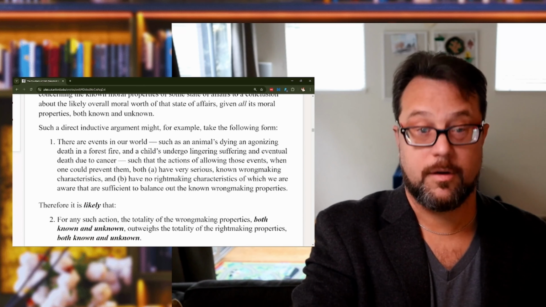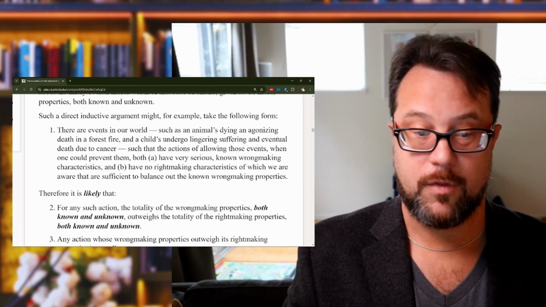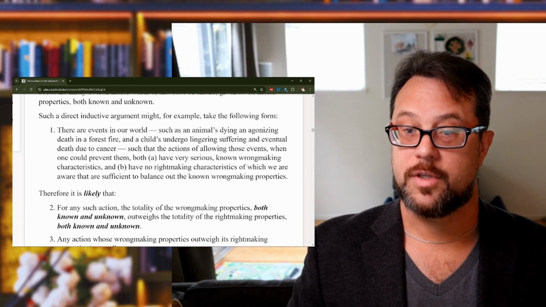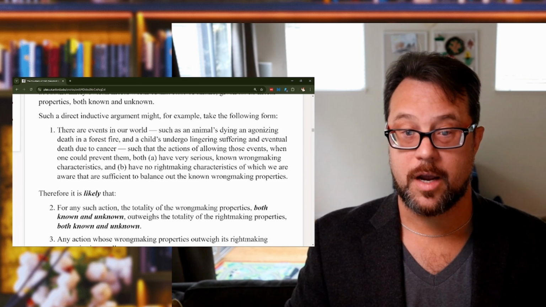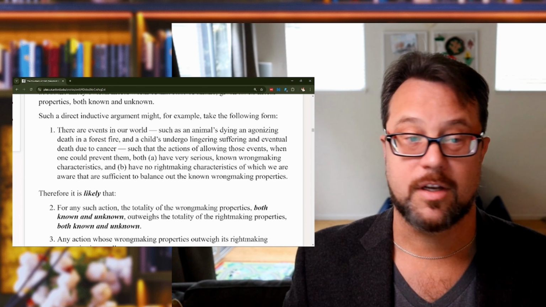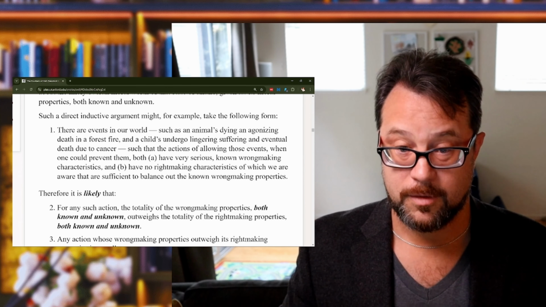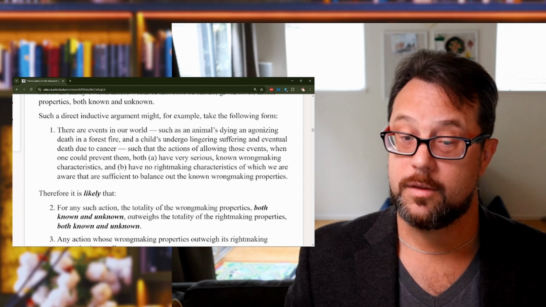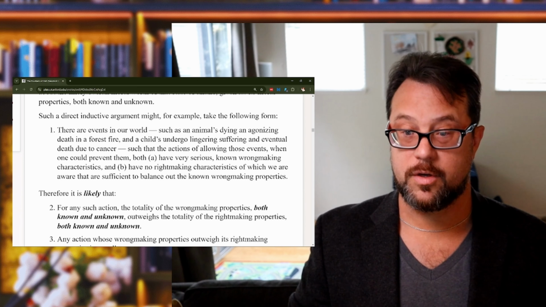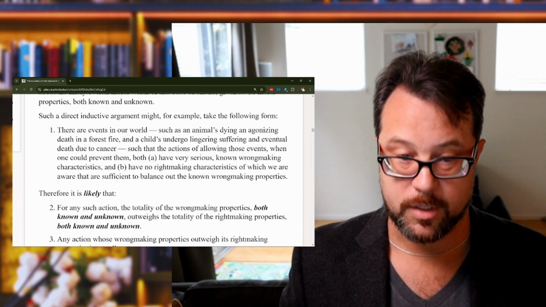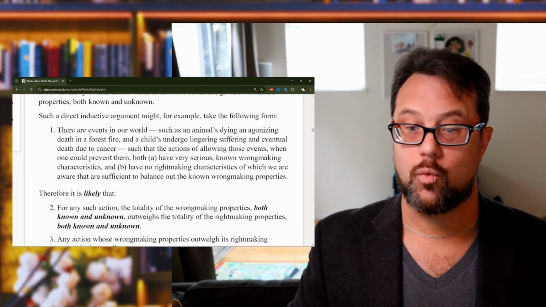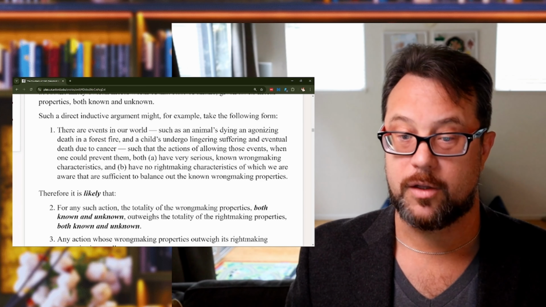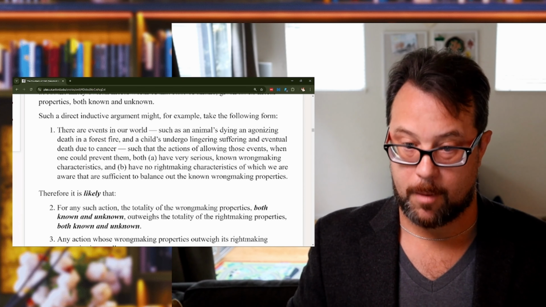So let's take, for instance, here's the first step in the argument. There are events in our world, such as an animal's dying an agonizing death in a forest fire, a child's undergoing lingering suffering and eventual death due to cancer, such that the actions of allowing those events, when one could prevent them, both A, have very serious known wrong-making characteristics, and B, have no right-making characteristics of which we are aware that are sufficient to balance out the known wrong-making properties.